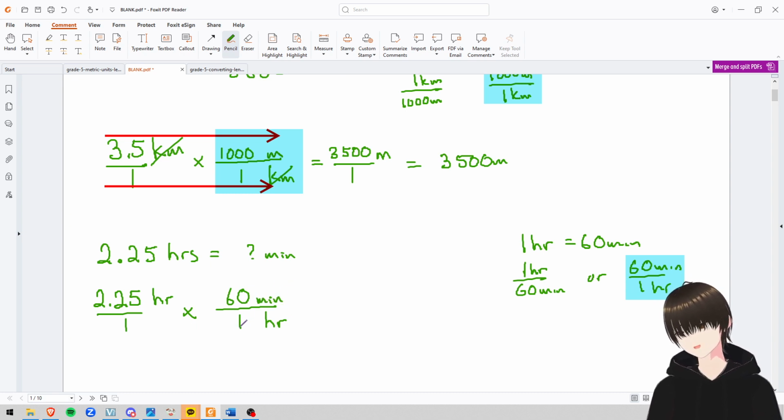Please note that it's not always 1 on the bottom. Sometimes it can be this one, depending on what direction you go. Maybe the next example I do, I'll do that.